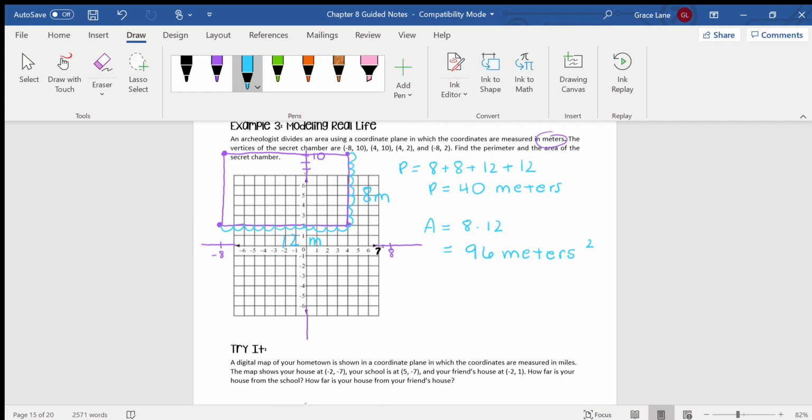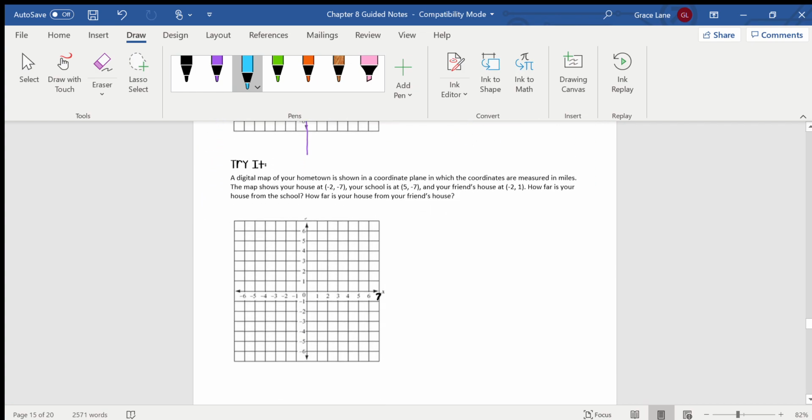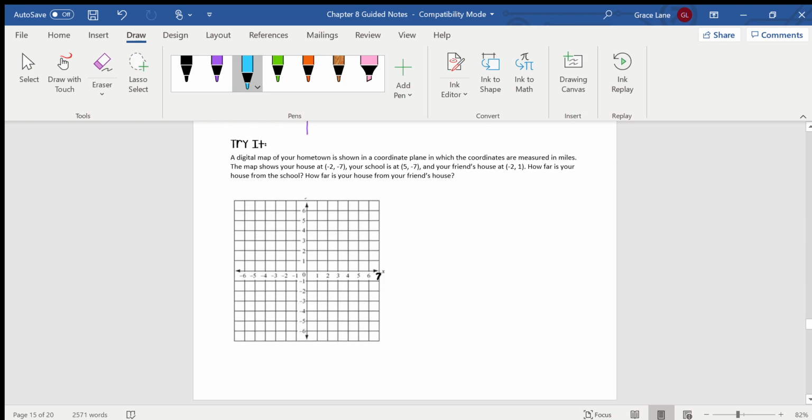Okay, last one. This is the map kind of thing that I was trying to talk about earlier. A digital map of your hometown is shown in the coordinate plane, in which the coordinates are measured in miles. The map shows your house at -2, -7. So that is going to be here. This is the house. Okay. The school is at 5, -7. And your friend is at -2, 1.